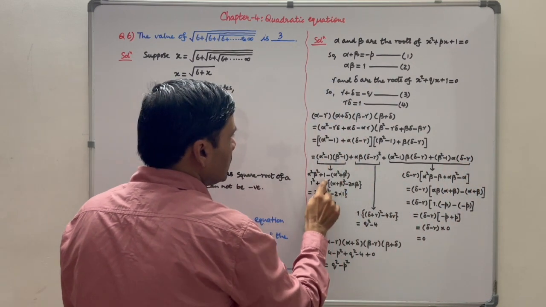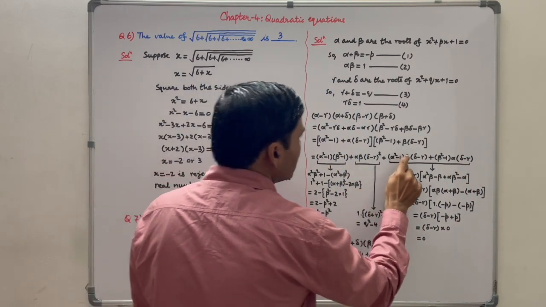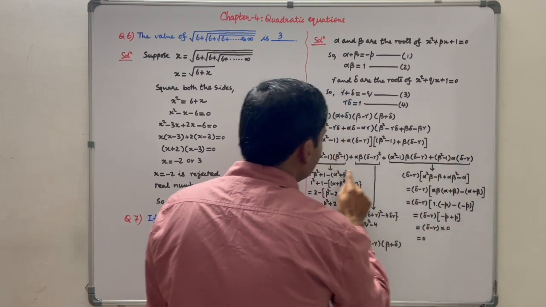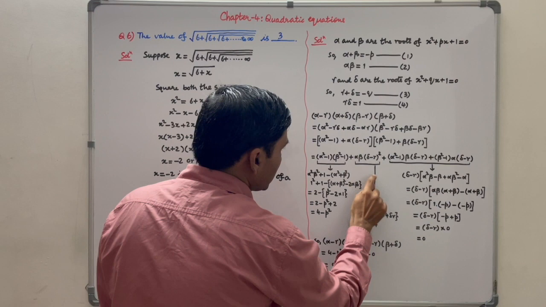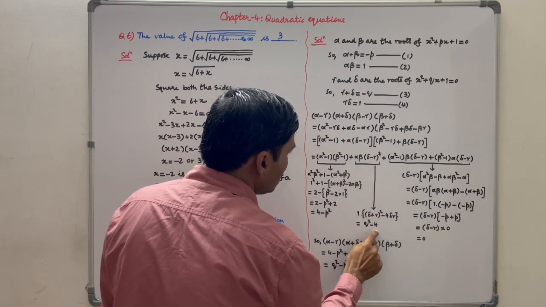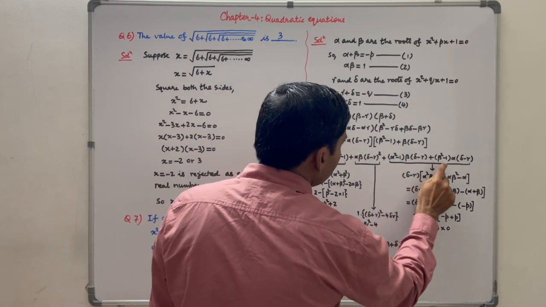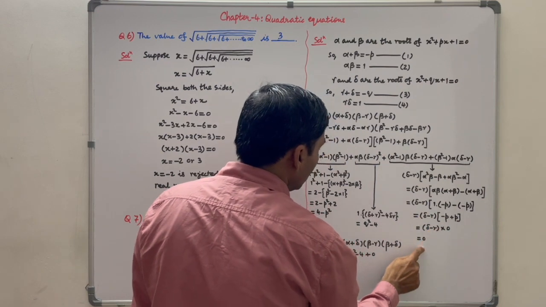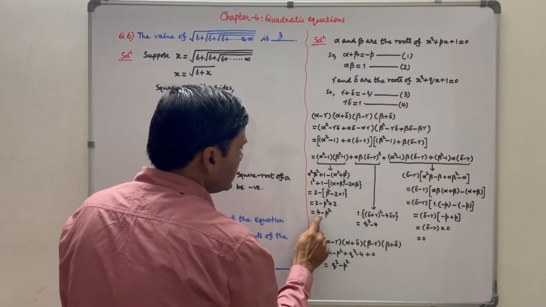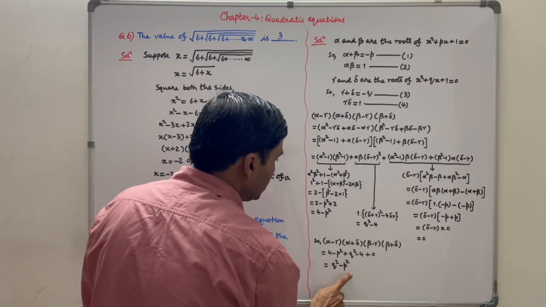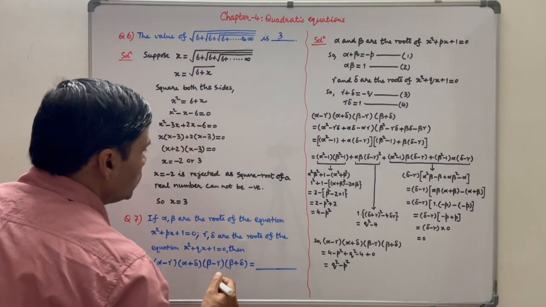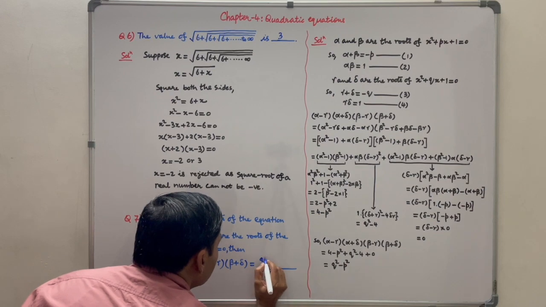We will solve first term, second term and third and fourth combined. So from first term we get 4 minus p square. From second term we get q square minus 4. And from third and fourth combined we get 0. So our desired answer is this plus this, and that is q square minus p square. So we will fill q square minus p square here.